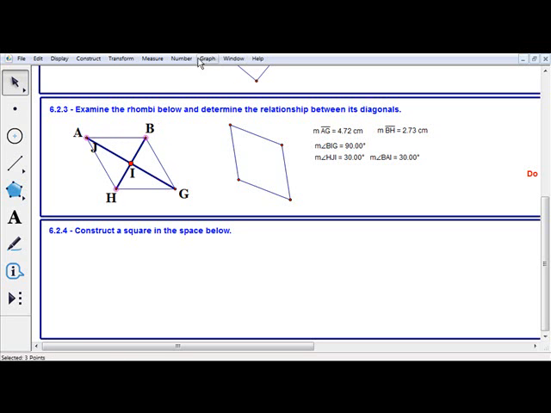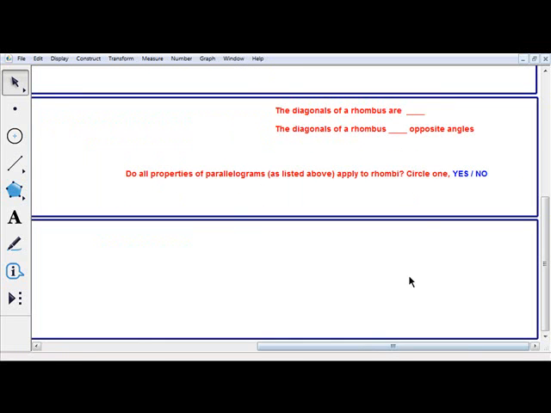And let's see if it holds true for angle B and H. So ABH, if we measure that, and GBH. Okay, let's see if this diagonal bisected angle ABG. So if we measure that, we see that it does. So what you can see or identify for a rhombus is that the diagonals of a rhombus are perpendicular bisectors of each other and they bisect opposite angles.